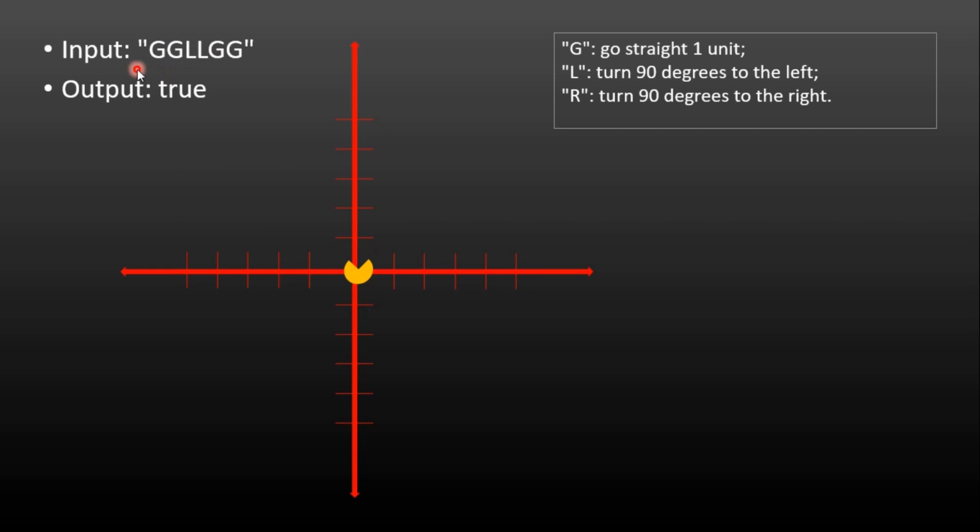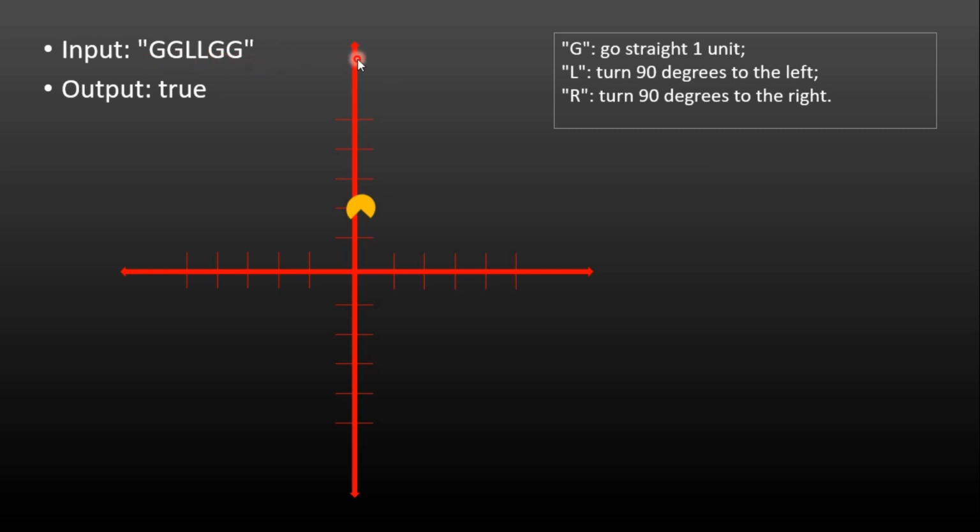Let's check the input. First it's G and G. So this is G first, and then one more G. So it will take 2 units to the north, moving up. Then it says LL. L is for turning 90 degrees to the left. So it will turn 90 degrees to the left one time, and then again one more L is there. So it will again turn 90 degrees to the left one more time. Now it faces down at the south side, right? And then after that it is G and G again, right?